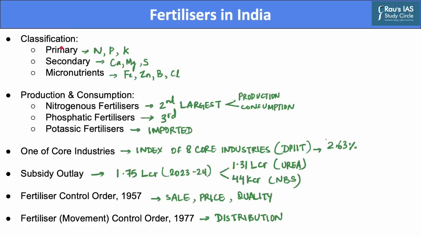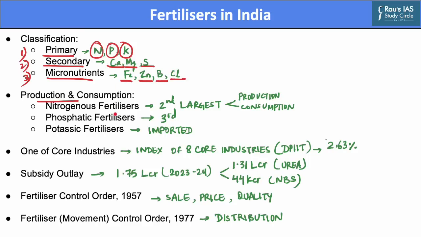The fertilizers can be classified into three categories. The first are primary fertilizers, which include nitrogenous, phosphatic, as well as potassic fertilizers. The second are the secondary fertilizers, which include calcium, magnesium, and sulfur based fertilizers. The third are micronutrient based fertilizers that have compounds such as iron, zinc, boron, and chlorine.